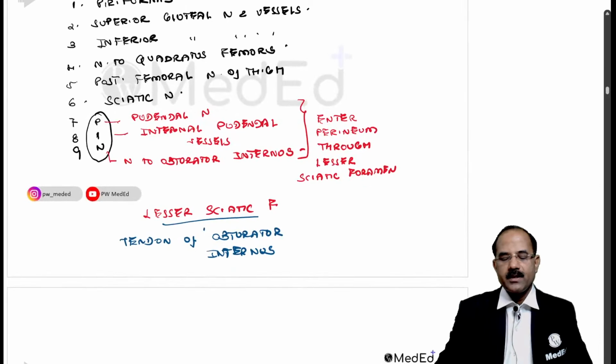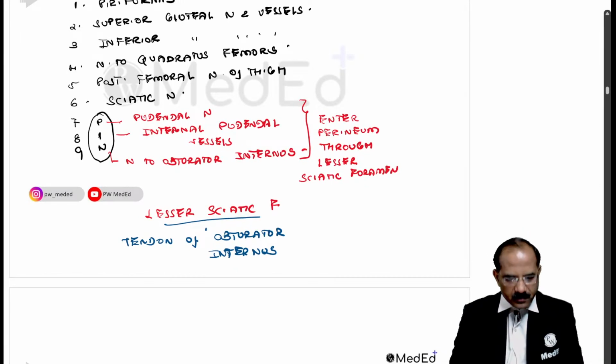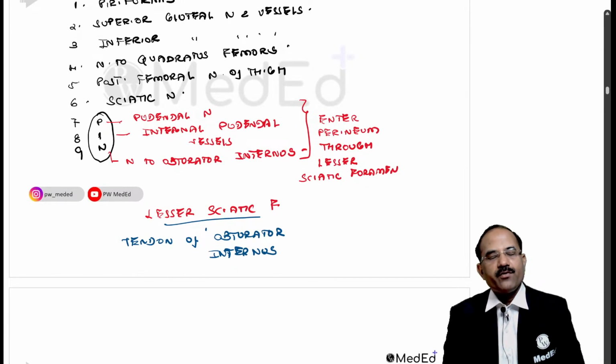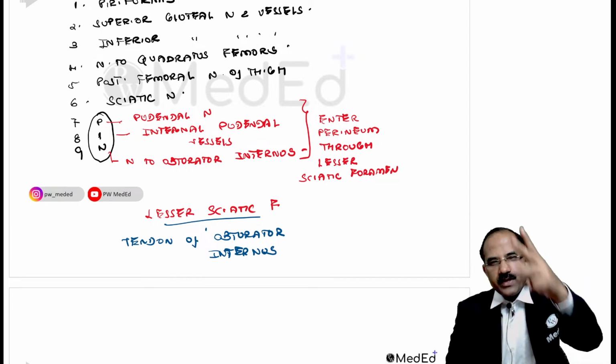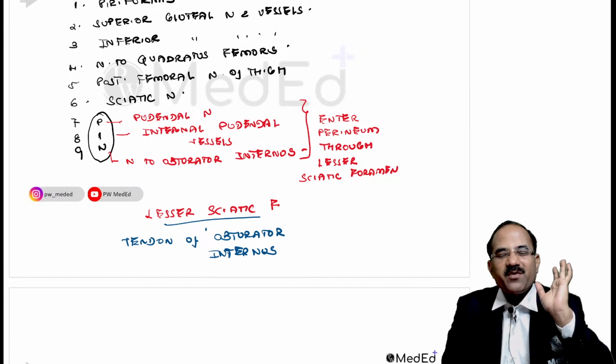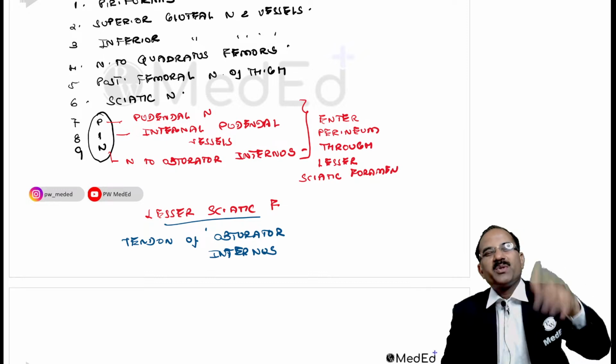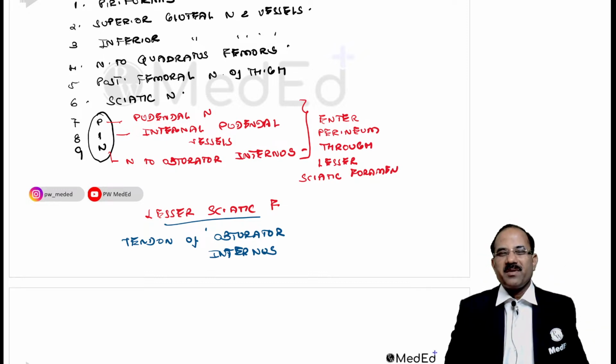Tendon of obturator internus. So what gets out through the lesser sciatic foramen? That's the tendon of obturator internus. Remember like this: three structures go inside the lesser sciatic foramen, one structure gets out through the lesser sciatic foramen. That's how you remember. Yeah?